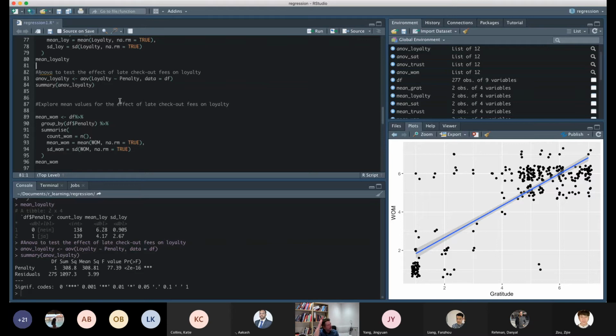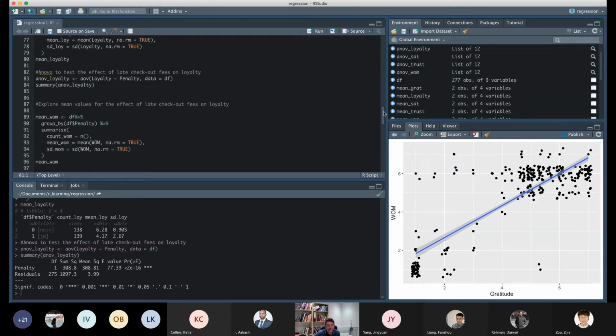These fees obviously exist for a reason, and very often they mean short-term profit. But this study shows the long-term consequences these penalty fees can have, because if those penalties really, as this result shows, significantly reduce loyalty, that's a very detrimental effect for the hotel. So the analysis is quite easy, but the managers were quite surprised. It was a significant result for them.